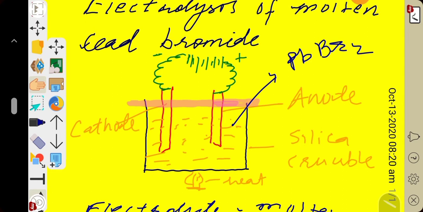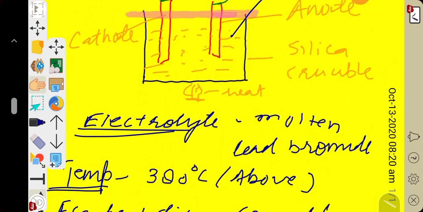You will take a crucible. In the crucible, the electrolyte will be filled, and the electrodes will be immersed in it. Here I have represented the electrodes immersed. Now after that the electrodes will be connected with the potential, or you can say battery, with the plus and minus terminals of the battery. And from the downside we will provide heat to the crucible so that the lead bromide salt can melt.